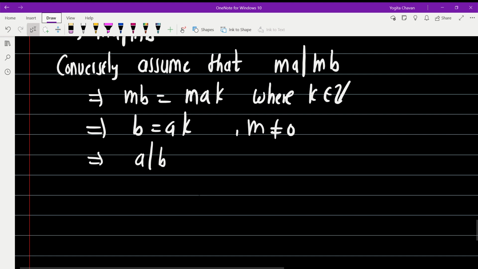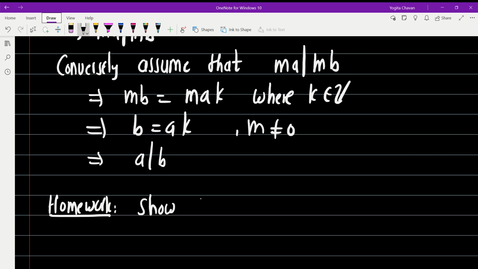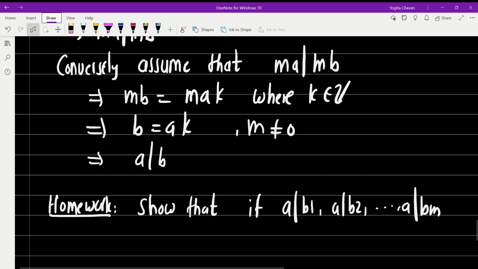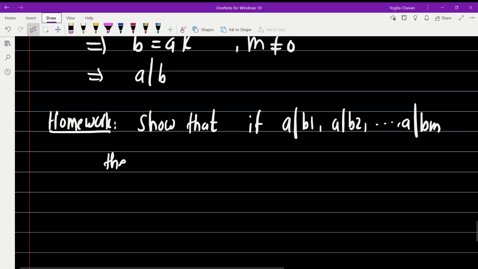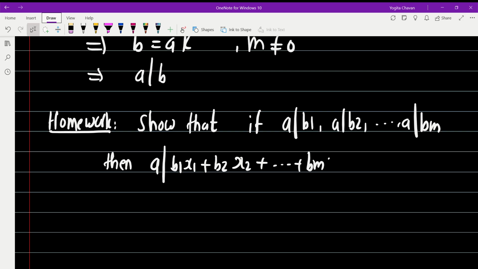Now take one homework to you. Homework. Show that if a divides b1, a divides b2, a divides bm, then a divides b1 into x1 plus b2 into x2 plus bm into xm, where these all xi are integers.